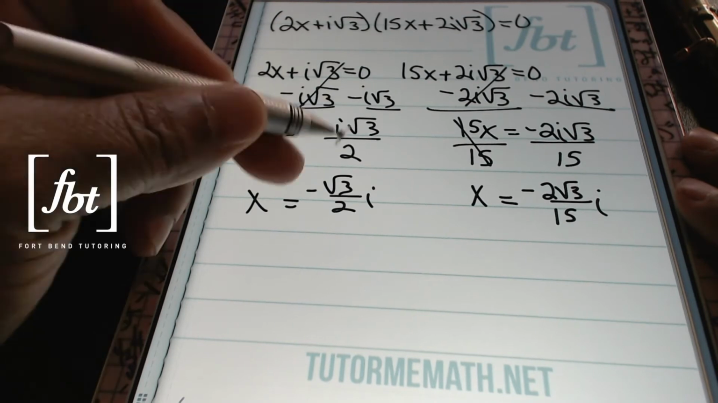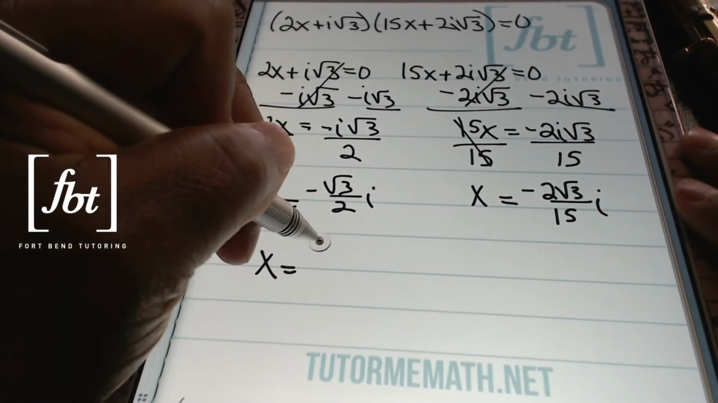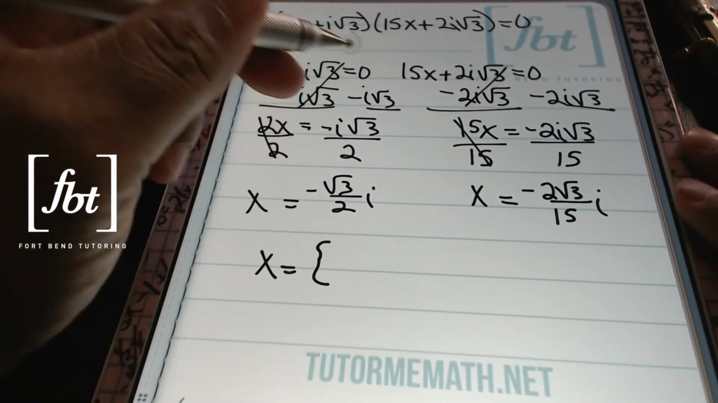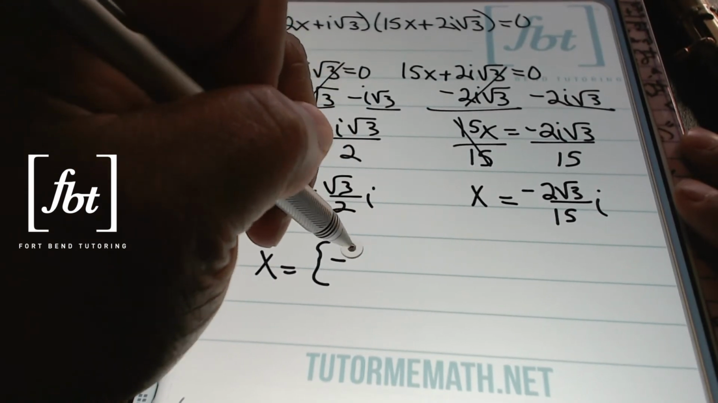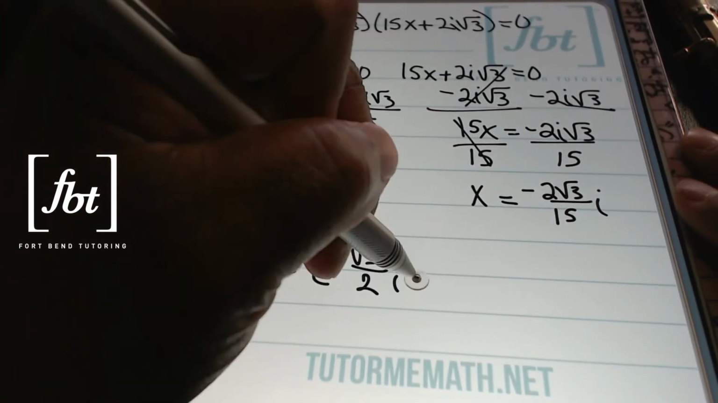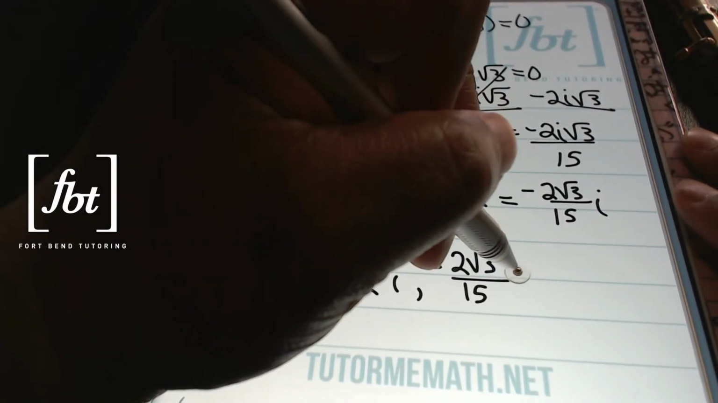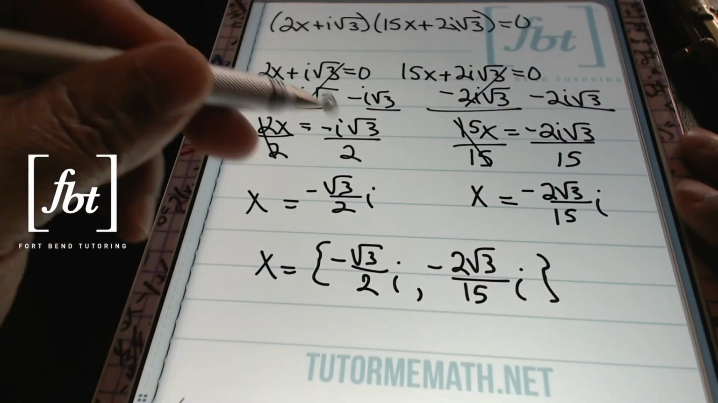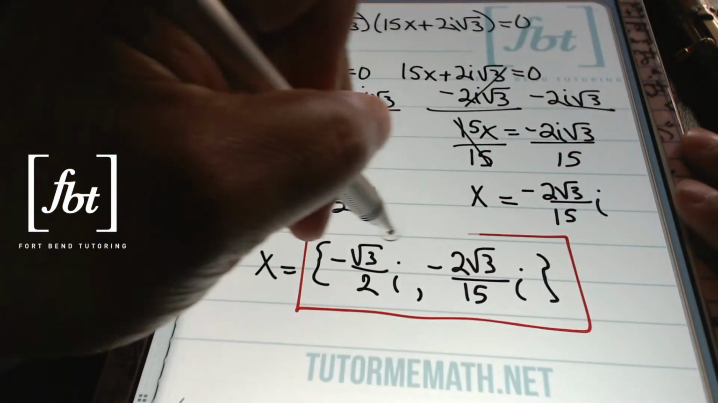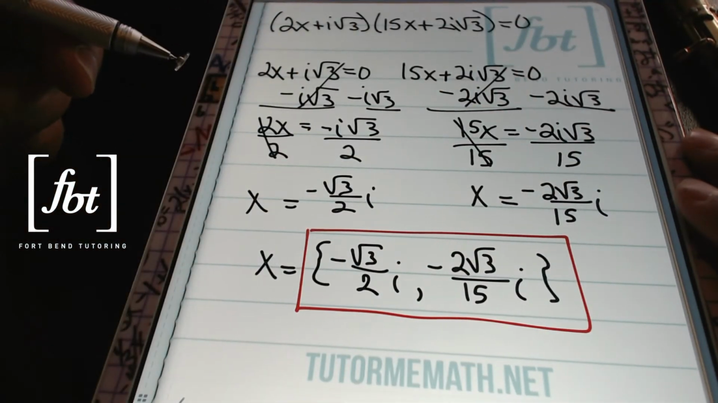So we can write our answer as a solution set as x equals brace, negative square root of 3 halves i, comma, negative 2 square root of 3 over 15 i. And there is the solution to problem number 6. Done and done. All right.